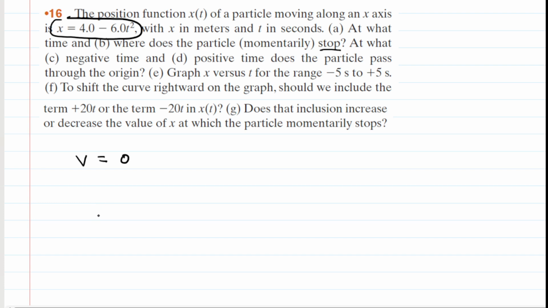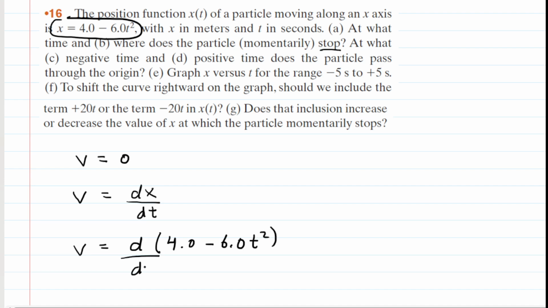But there is a nice way of changing a position function into a velocity function. And that is because the velocity is going to equal the derivative of your position function with respect to time. So what we need to do first is calculate the derivative of our position function with respect to time. Our position function is 4.0 minus 6.0 t squared. And again, we're going to differentiate this with respect to time.